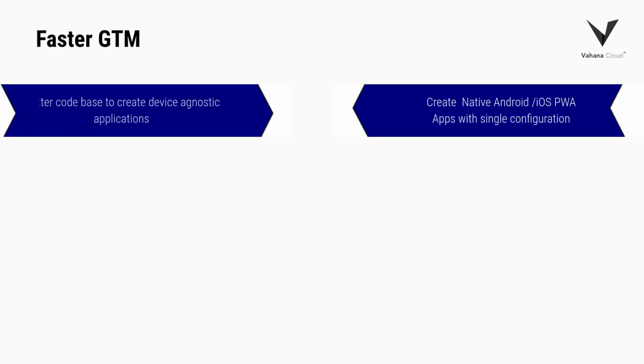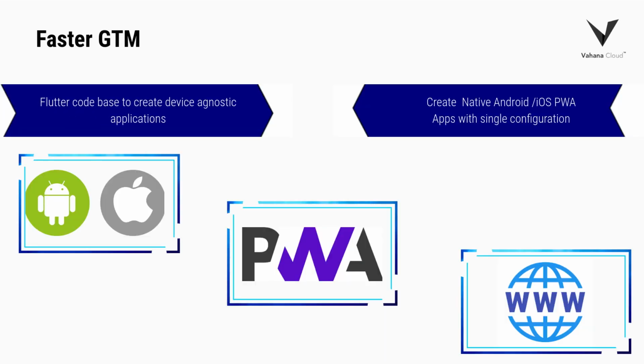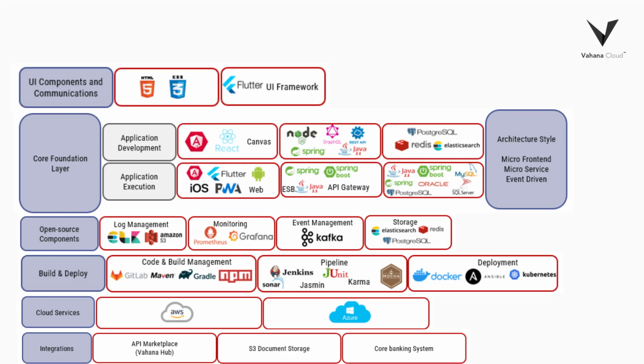Vahana uses the Flutter code base to create device-agnostic applications which can be published as native Android and iOS applications as well as PWAs or web portals. This enables businesses to target a wider customer base with very little effort and cost. Let's have a look at the tech stack of Vahana.